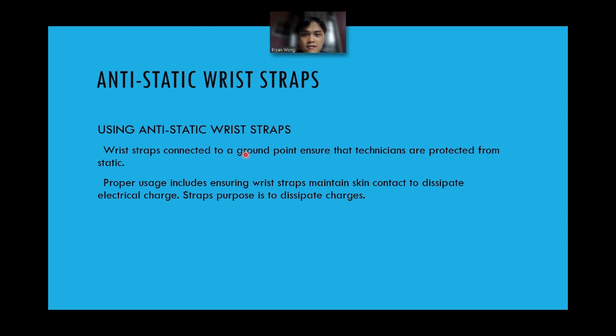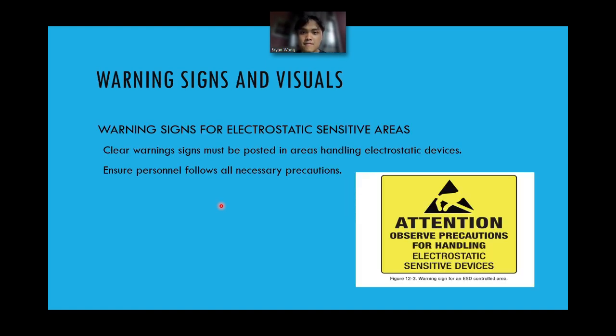Next, anti-static wrist straps. So what are anti-static wrist straps? Let me explain. Wrist straps connected to a ground point ensure the technicians are protected from static. This is the function of anti-static wrist straps. Proper usage includes ensuring wrist straps maintain skin contact to dissipate electrical charge. The strap's purpose is to dissipate charges. So remember, straps are used to dissipate charges. Remember this.